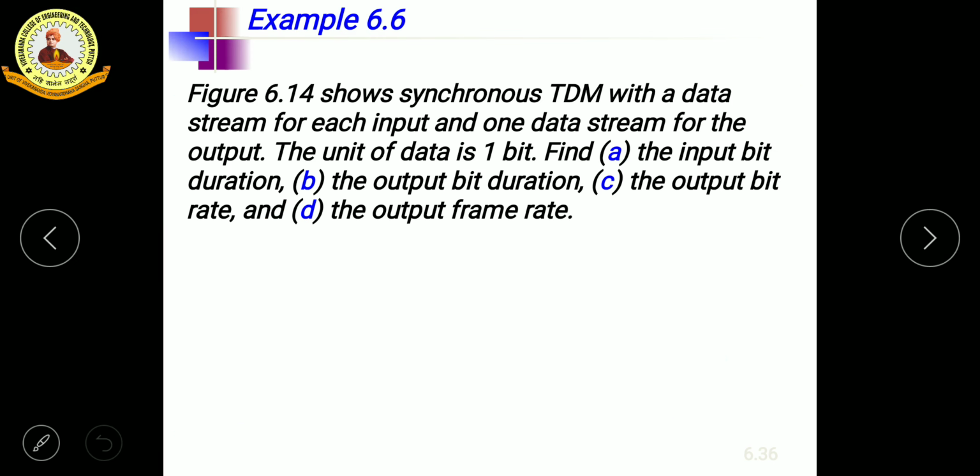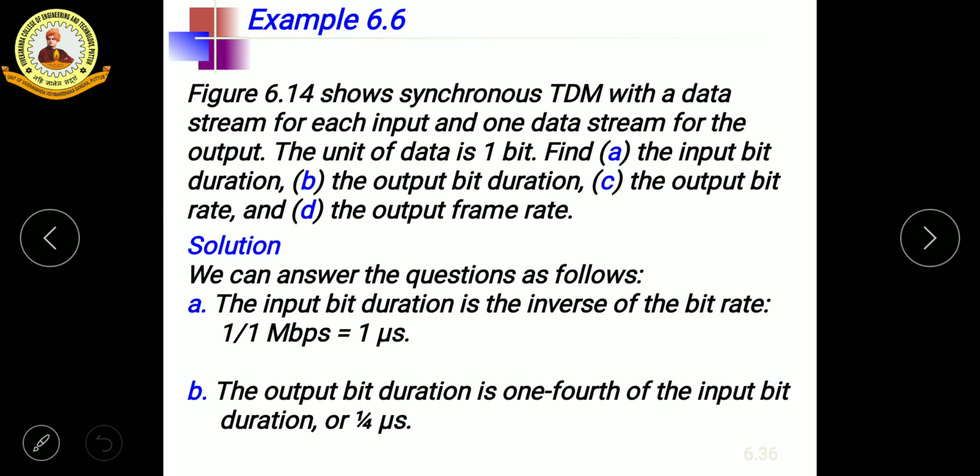Okay, have you understood this? I think you have understood. So first 2 questions we have answered. The output duration is 1/4 of the input bit duration, that is 1 by 4 microsecond. Why 1/4? Because we have 4 sources. If we had 3 sources, then it is 1/3, like that.